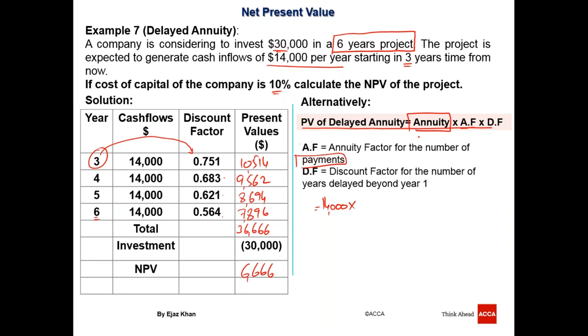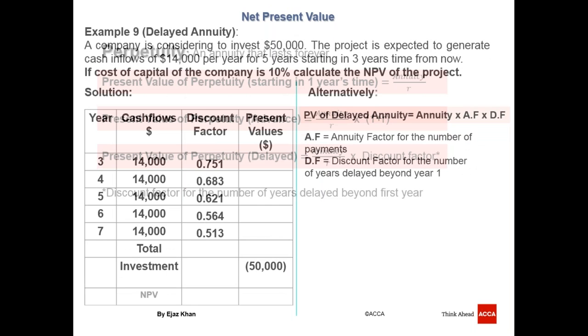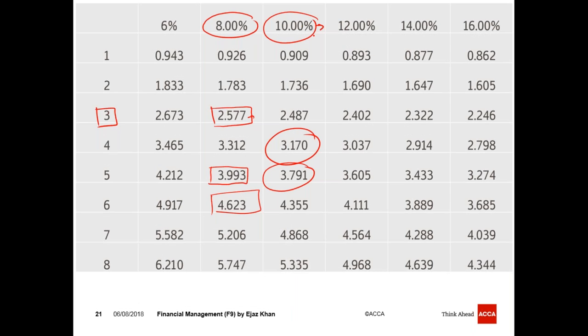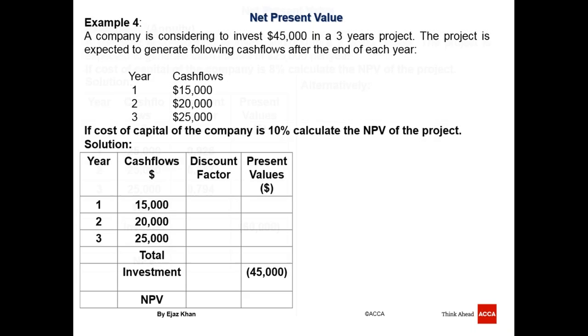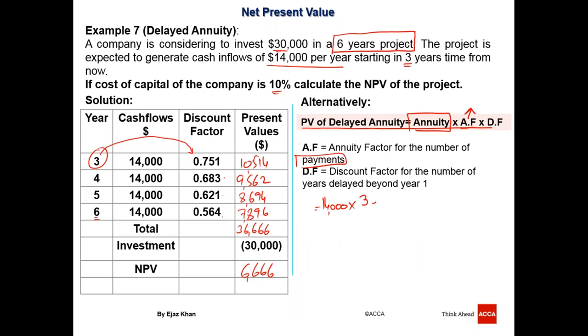Since we'll be getting 4 payments, we have to take the annuity factor for 4 years and not 6 years. Remember this. The annuity factor should be for the number of payments. So there are 4 payments in this project. We'll go back to the annuity factor table and see what annuity factor we have for year 4 at 10%. For year 4, it's 3.170. So this is the annuity factor.